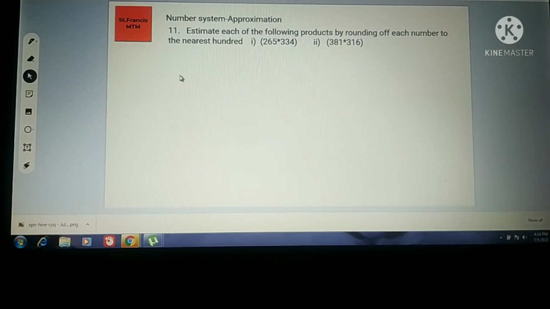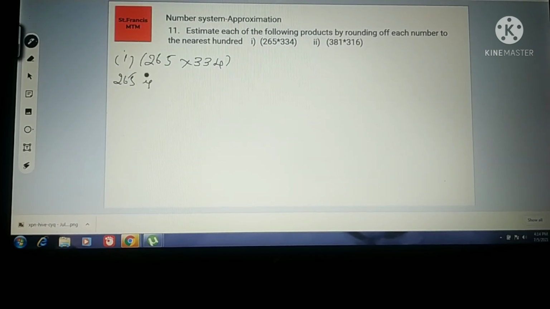Next problem, estimate each of the following products by rounding off each number to the nearest 100. So we have to find the product of these given numbers, but we have to round the numbers to the nearest 100 here. See the answer here. First one I am writing: 265 into 334. So individually we will write first.